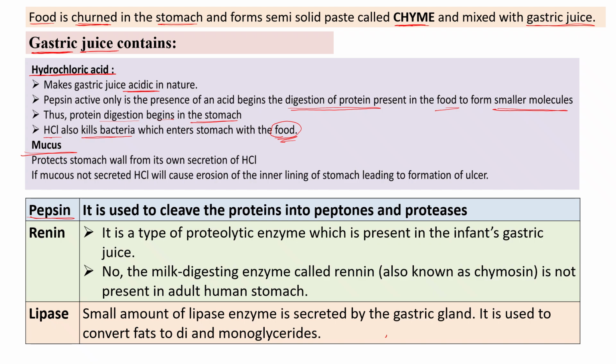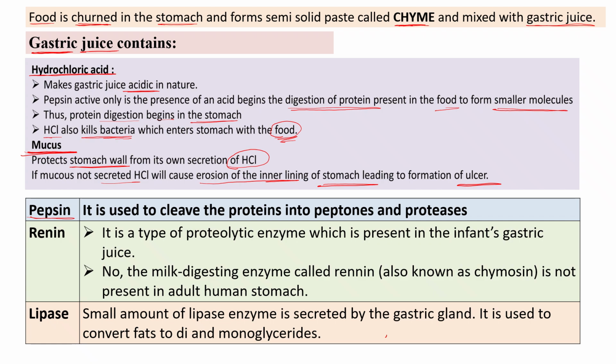Now the question should arise in your mind: if HCl can kill a bacteria, will it not damage the lining of the stomach? Yes, it can, but it is prevented by the secretion of mucus, because the mucus secreted by the stomach protects the stomach wall from its own secretion of HCl. If mucus were not secreted, HCl would have definitely caused erosion of the inner lining of the stomach, leading to the formation of ulcer.